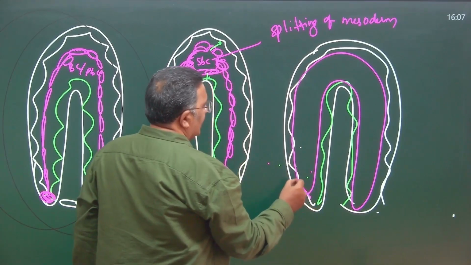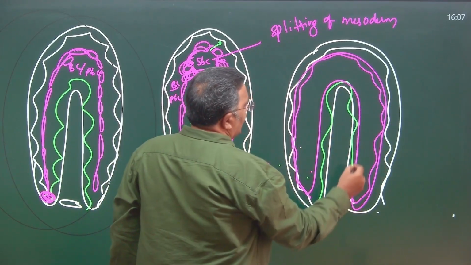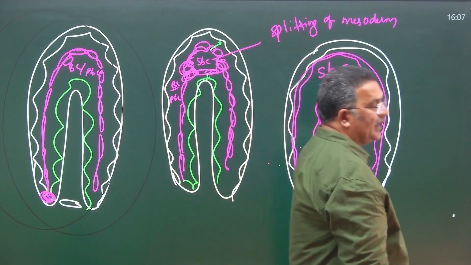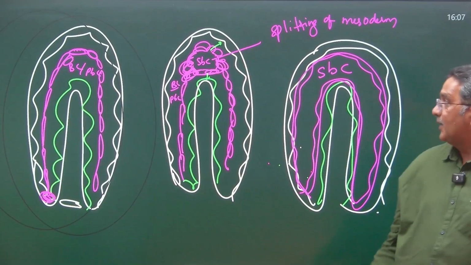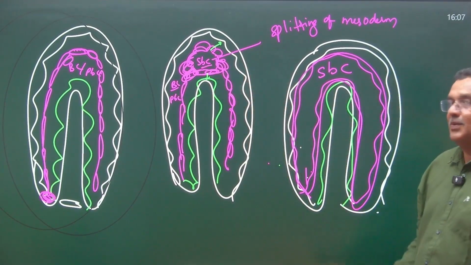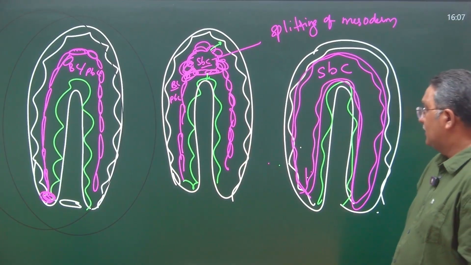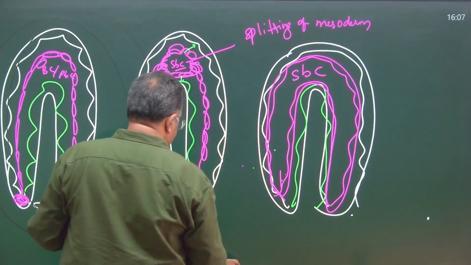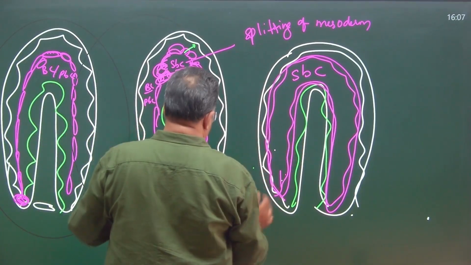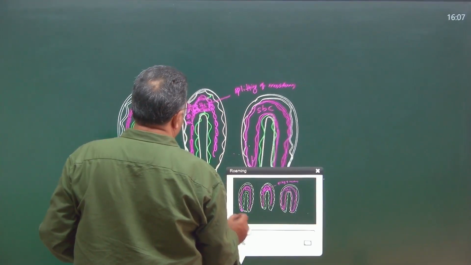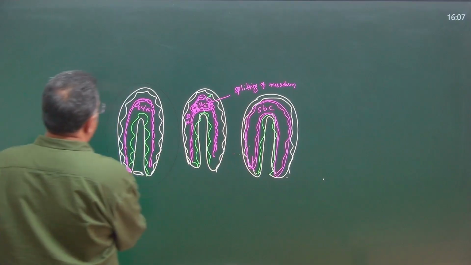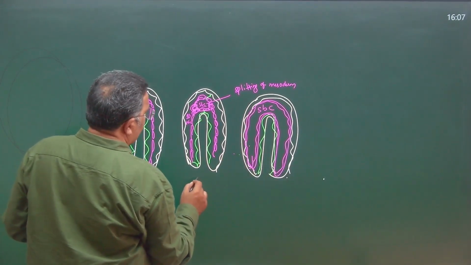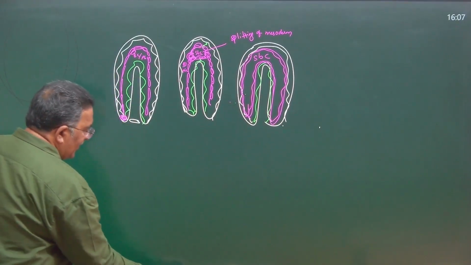After splitting, mesoderm went to the ectodermal side and mesoderm went to the endodermal side. A secondary body cavity appeared. Whatever the cavity present here, that has grown much, you need to recognize. So I will show you another form, in the form of a transverse section.